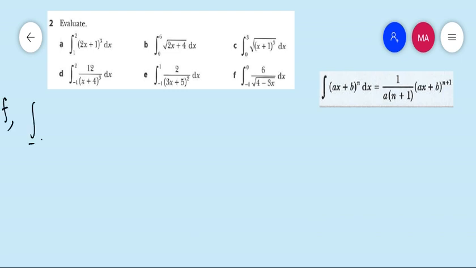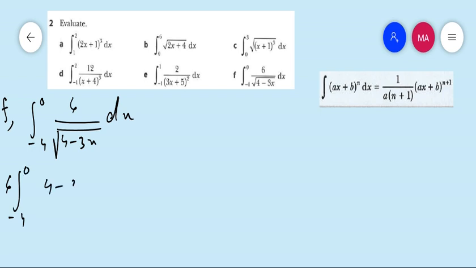Part F is limit minus 4 to 0, 6 over square root of 4 minus 3x dx. Very easy question. 6 right outside, minus 4 to 0, 4 minus 3x, root means half, and when this root becomes numerator, it will be minus half.